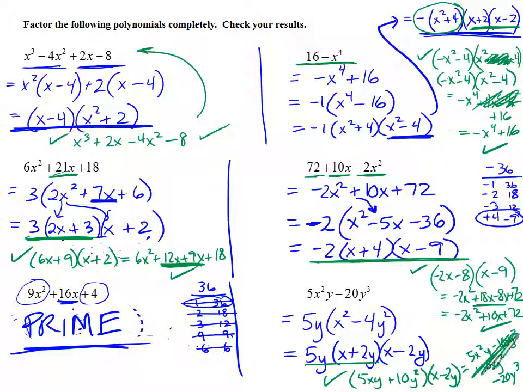These two in the middle cancel out. They add up to 0, so I have 5x squared y minus 20y cubed, which is exactly where I started, so that was my answer.